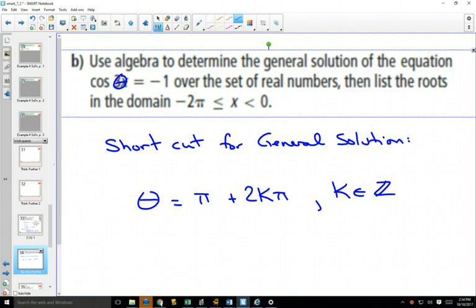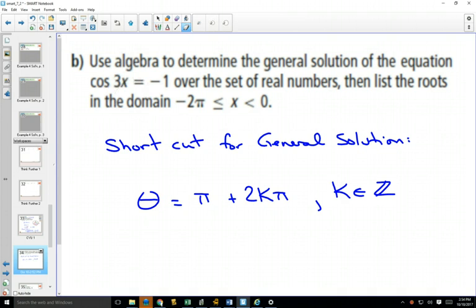And so this is how you would write it. But it's not theta, right? What do I have instead of theta? 3x. So if I started the same way and said I was just doing a general solution, then I would have 3x would equal pi plus 2k pi, and so on.